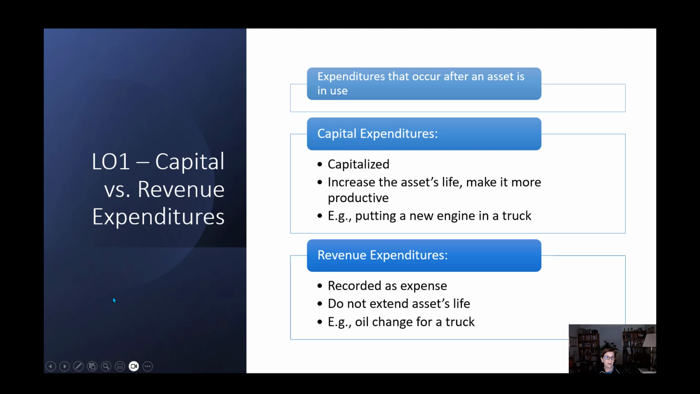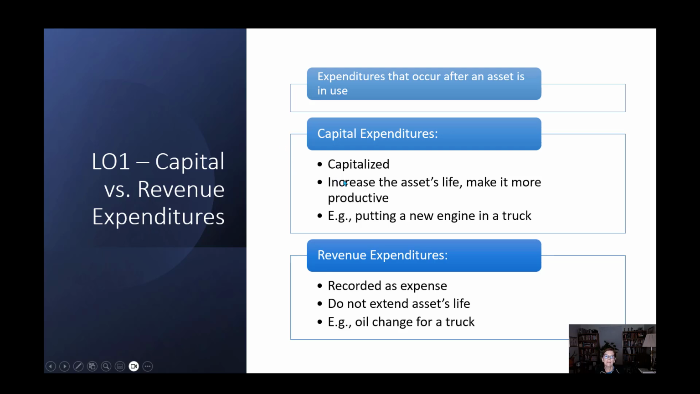Now, after you buy assets, you might have to spend some money on them. So, for example, if you have a car, you have probably spent some money on your car, other than just to put gas in it and insurance. So, capital versus revenue expenditures talks about the different kinds of expenditures that can occur after the asset is in use.